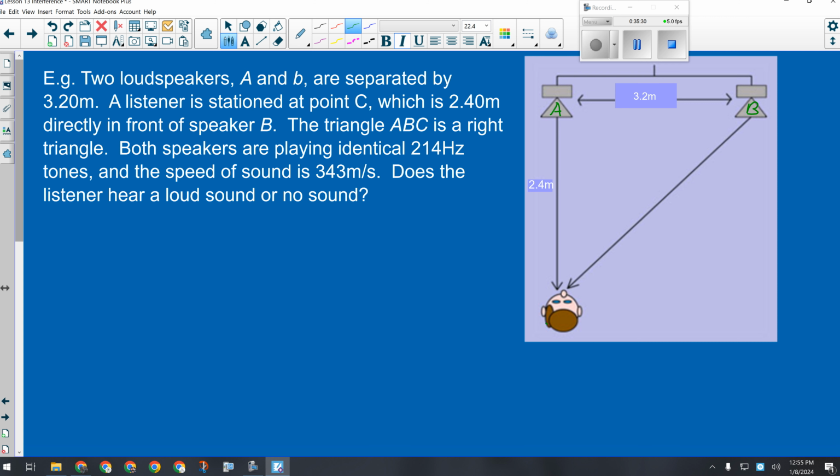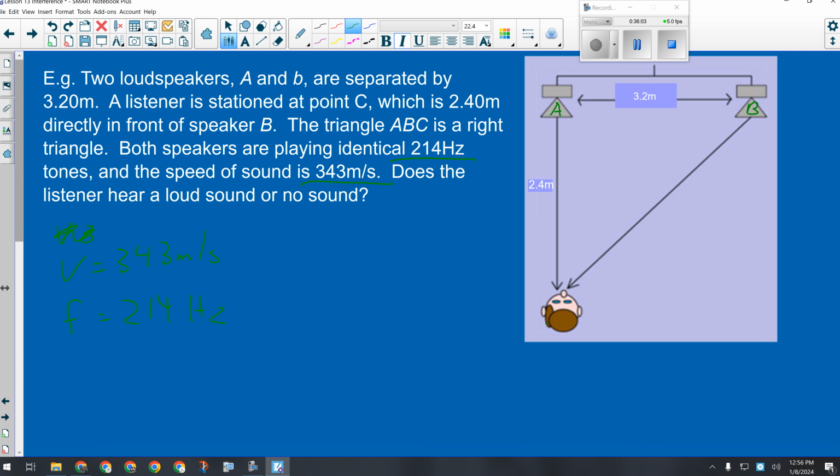Now in this question, they give me some distances, but they also tell me the frequency of the sound is 214 hertz and the speed of the sound is 343 meters per second. So I know the speed, 343 meters per second, and I know the frequency, 214 hertz. What can I find with those two things? I can find wavelength using the universal wave equation.